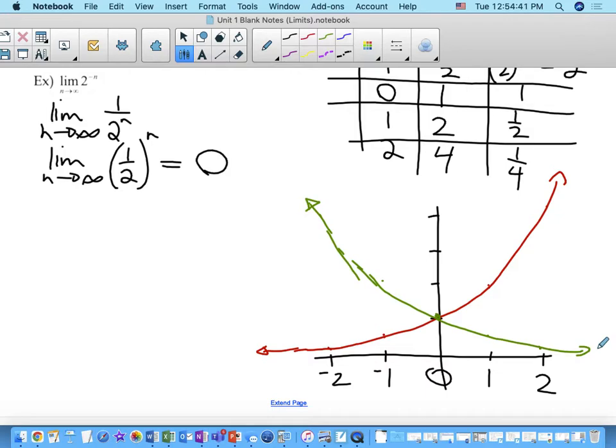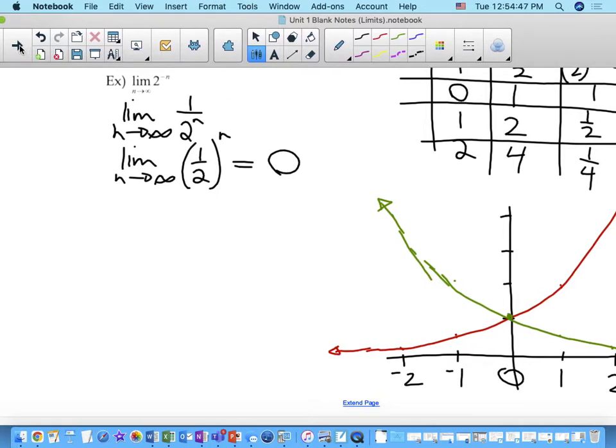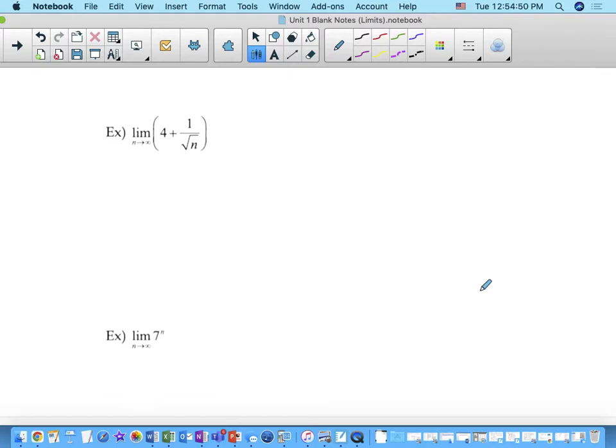Okay, good so far? Yeah? All right, let's look at a couple more. Let's look at this guy. The limit as n approaches infinity of 4 plus 1 over the square root of n. Well, the only part that has an n in it is this second part. So 1 over the square root of infinity. What's that? 0, yeah. So this is going to be 4 plus 0, which is 4.